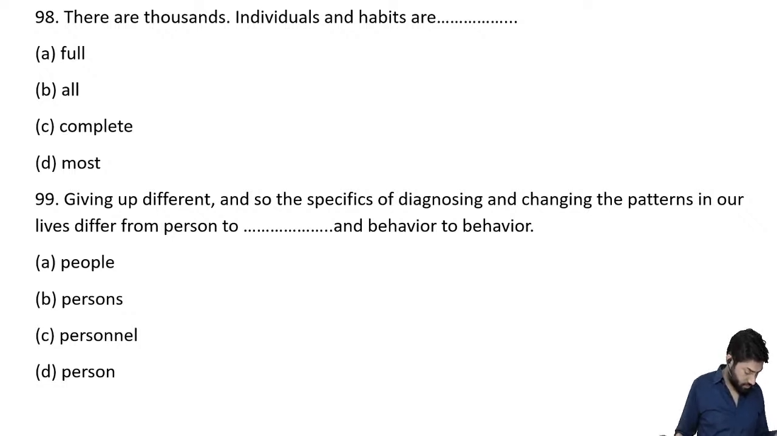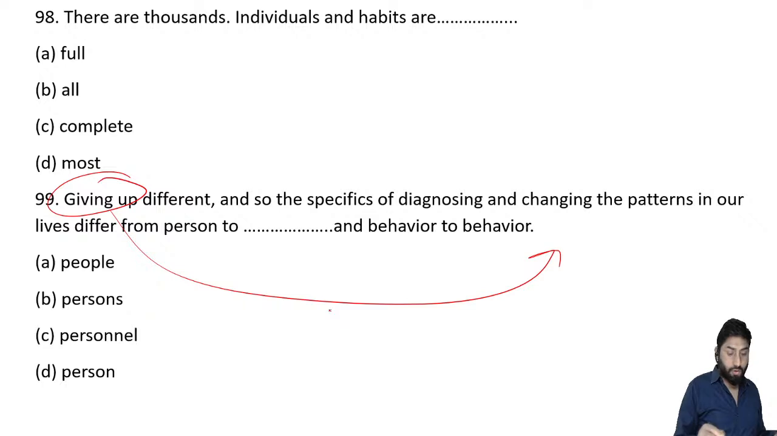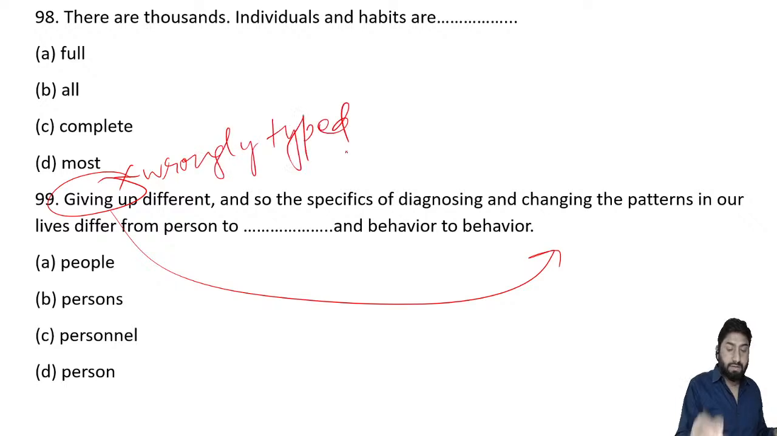Individuals and habits are different, and so the specifics of diagnosing and changing the patterns of life differ. This "giving up" is wrong here. It should be somewhere here. It's wrongly typed. तो इसको consider ना करें. Wrongly typed here. Okay, that's the reason it doesn't make sense.